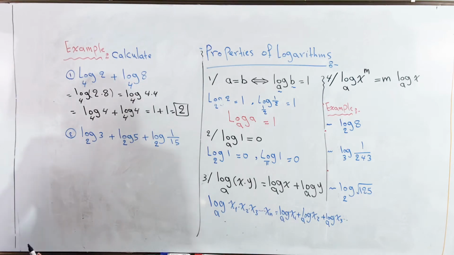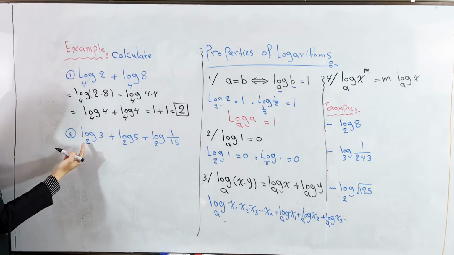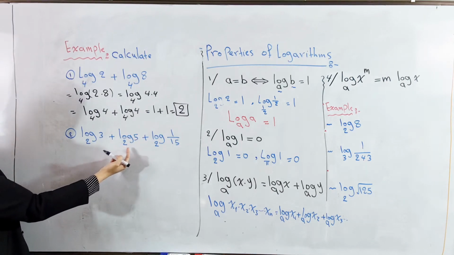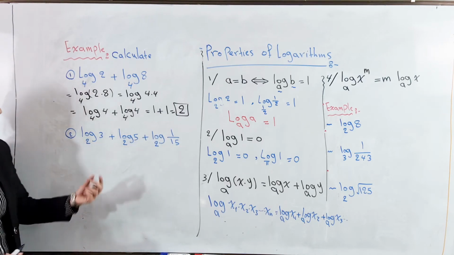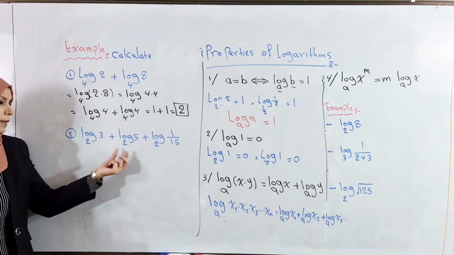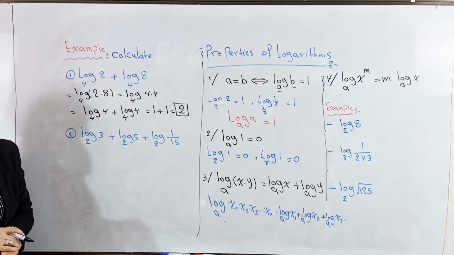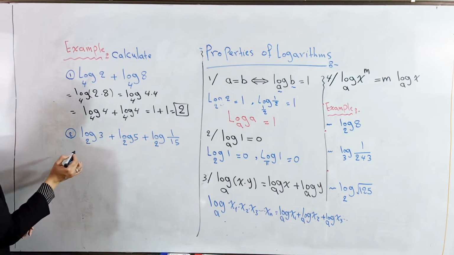Example number 2 will be logarithm 3 for base 2 plus logarithm 5 for base 2 plus logarithm 1 over 15 for base 2. It has the same base, that means we can simplify it.